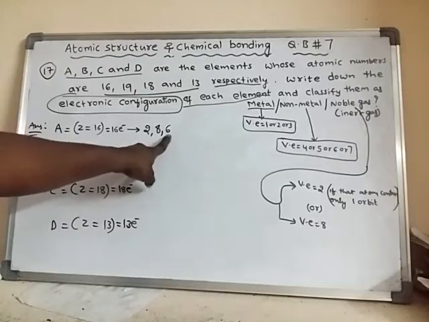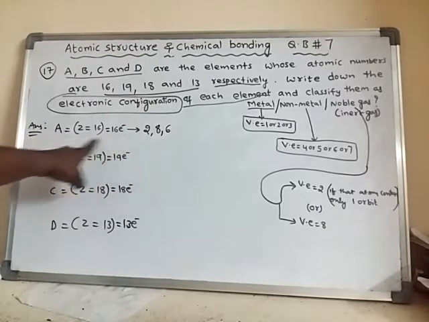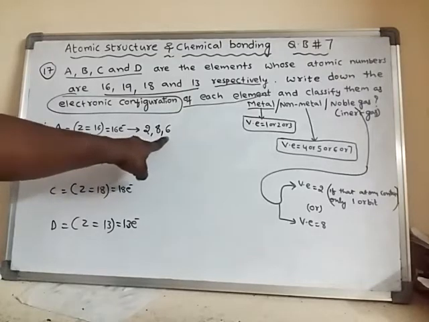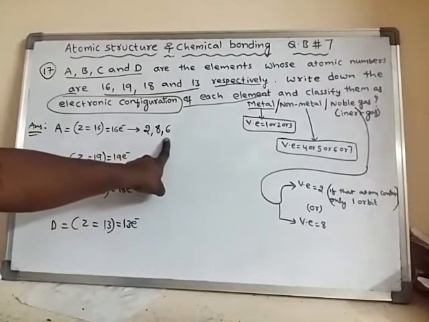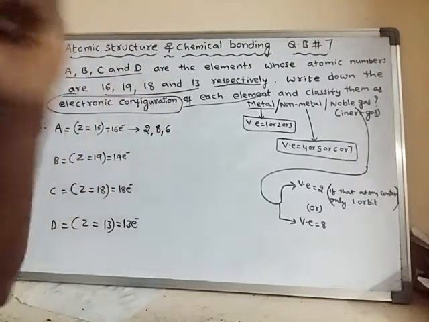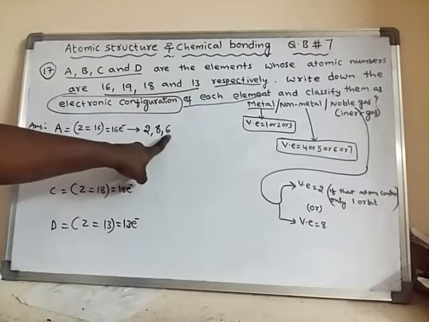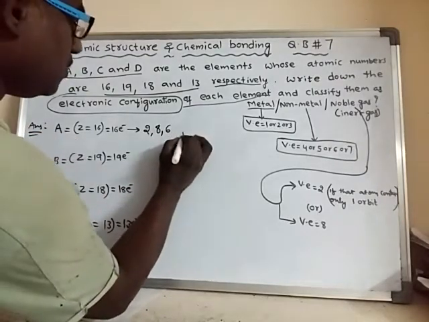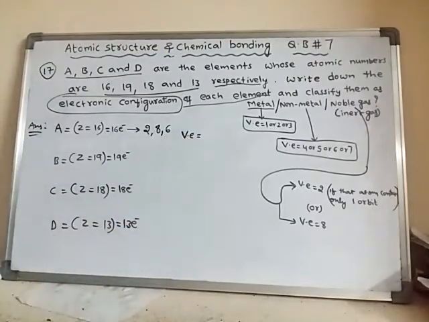So this is the outermost orbit. In the atom belonging to element A, what is the outermost orbit? The third orbit is the outermost orbit. It is also called the valence shell. The electrons present in the outermost orbit are said to be valence electrons.